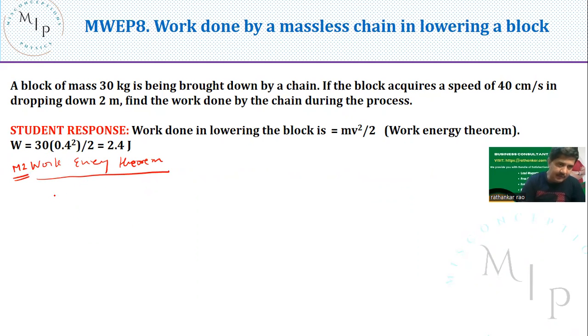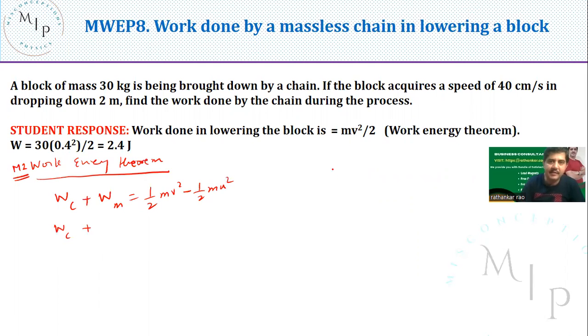Now, with the work energy theorem, what did I say? I said work done by the chain plus work done by the mass should be equal to half mv square minus half mu square, the change in kinetic energy. So work done by the chain, that's what we need to find. Keep it aside.